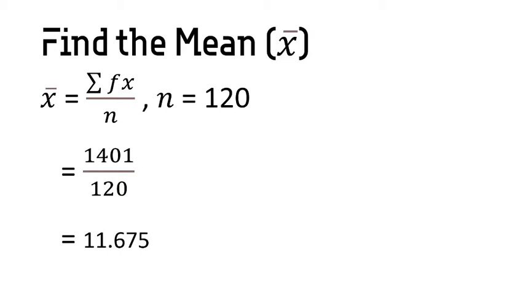Now to find the mean, we will use the formula: mean is equivalent to the cumulative of fx divided by n. So we know that n is 120 and cumulative for fx is 1401. So when divided, it became 11.675. So that's the mean.